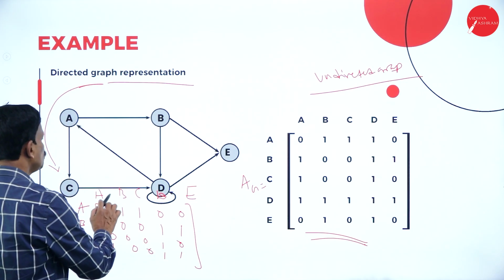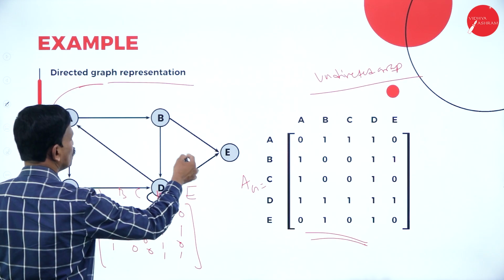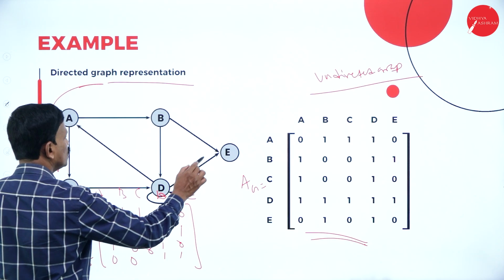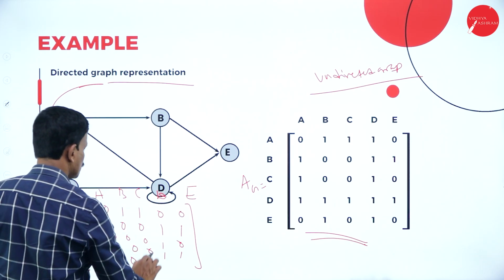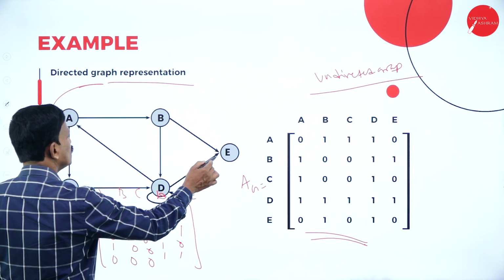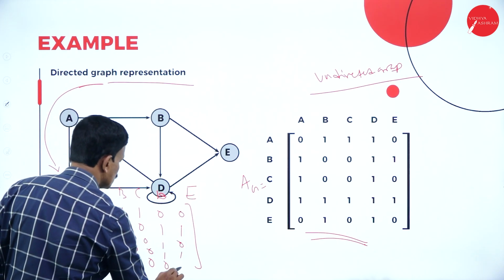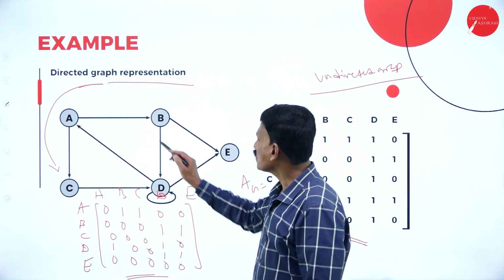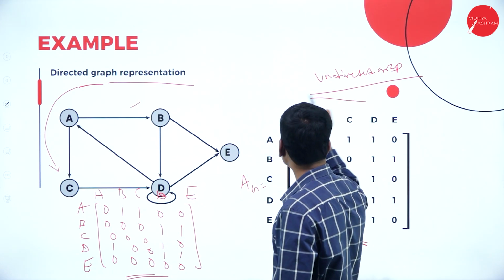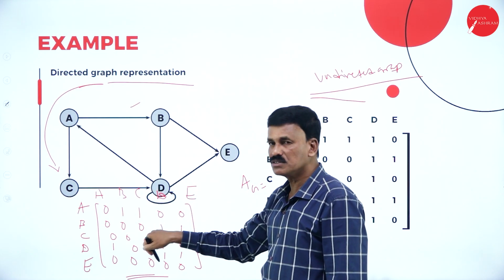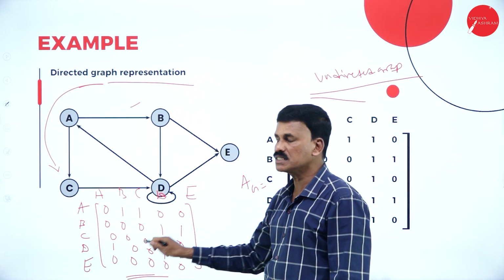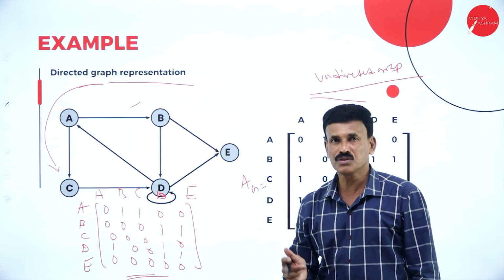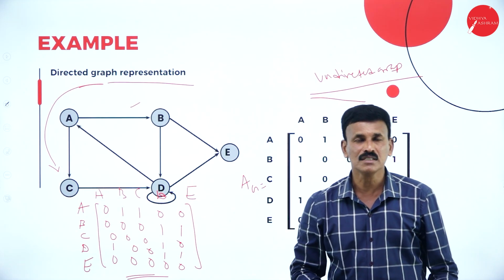The last one, from E we don't have anything: E to A is 0, E to B is also 0, E to C is also 0, E to D is also 0, E to E is also 0. This is the adjacency matrix for the directed graph, and this is for the undirected graph. If the directions are given, you are going to get the adjacency matrix like this. If the directions are not given, we are going to get a matrix like this. Hope you followed.